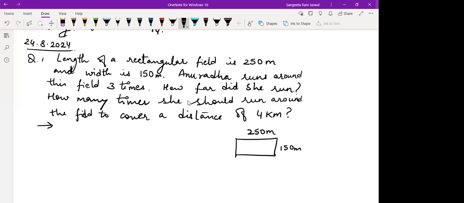So what will you do in the first case? First, what will you find out? Ma'am, perimeter of the rectangle. Yes, very good. When she has to run around the field, that means you have to find the perimeter. So quickly find the perimeter. Ma'am, I found it. Yes. Quickly, everyone must find the perimeter.